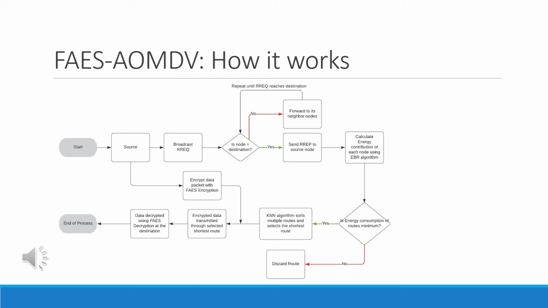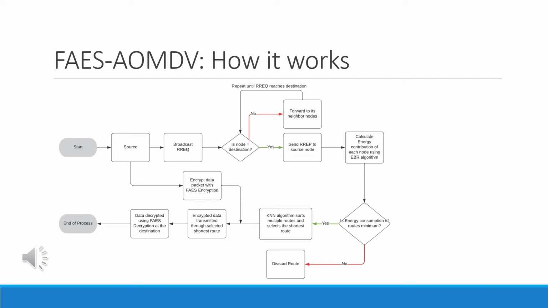Then, the energy contribution of each node is calculated using the EBR algorithm, and in this case, before sending the data packets, they are encrypted using FAES, and this is the main difference between this proposed technique and AOMDV. By encrypting the data packets at this point, they are being protected from malicious nodes and black hole attacks. Lastly, the routes are sorted using the KNN algorithm with minimum distance to select the shortest route.